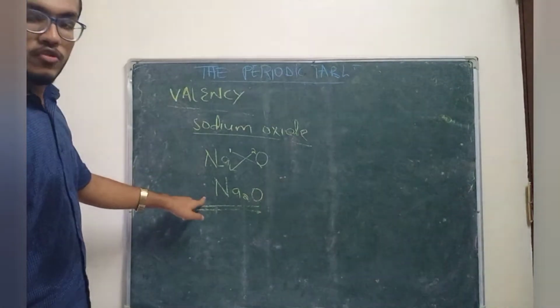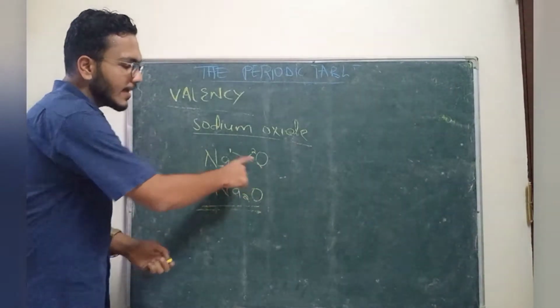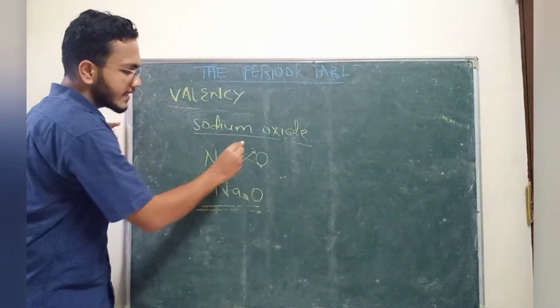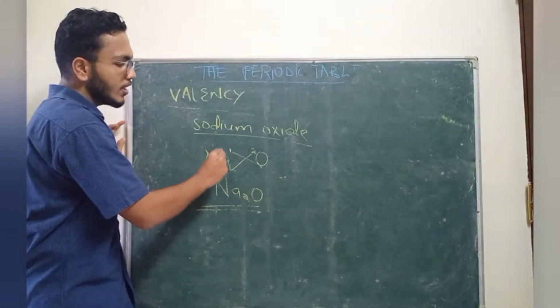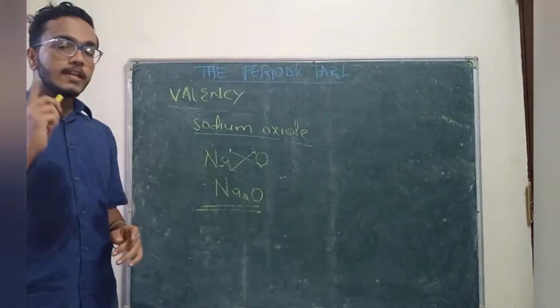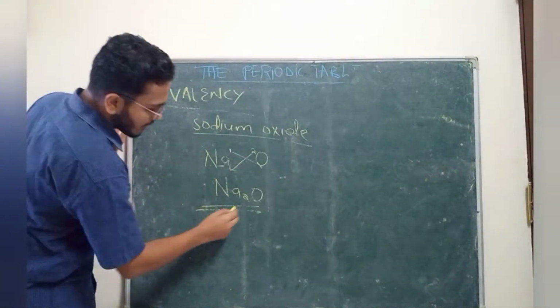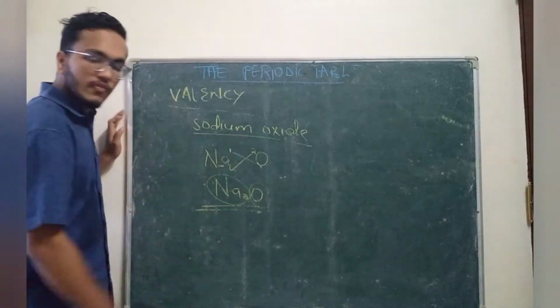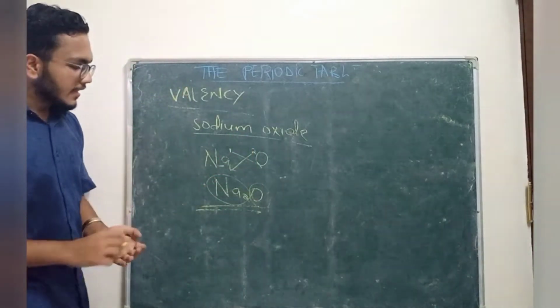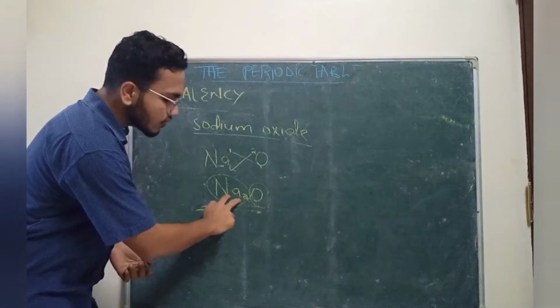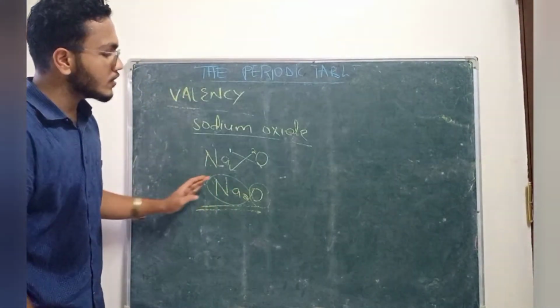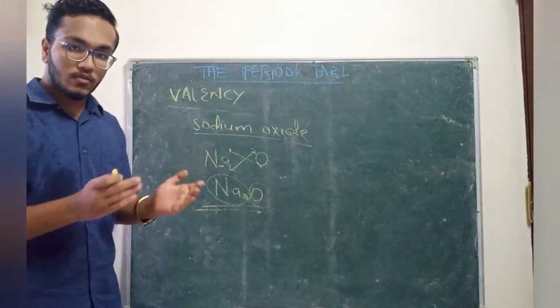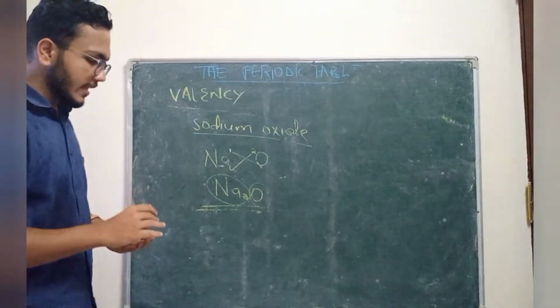Why is it the formula for sodium oxide? Because oxygen having valency 2, the 2 exchanges with sodium and the sodium 1 exchanges with oxygen. What does that show you? This shows you that there are 2 atoms of sodium which react with 1 atom of oxygen to form a compound called sodium oxide.